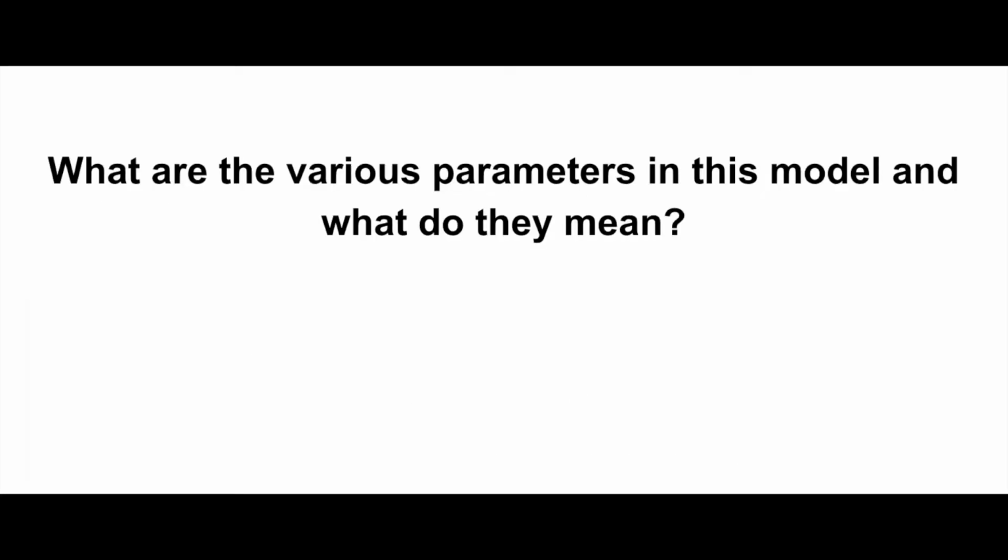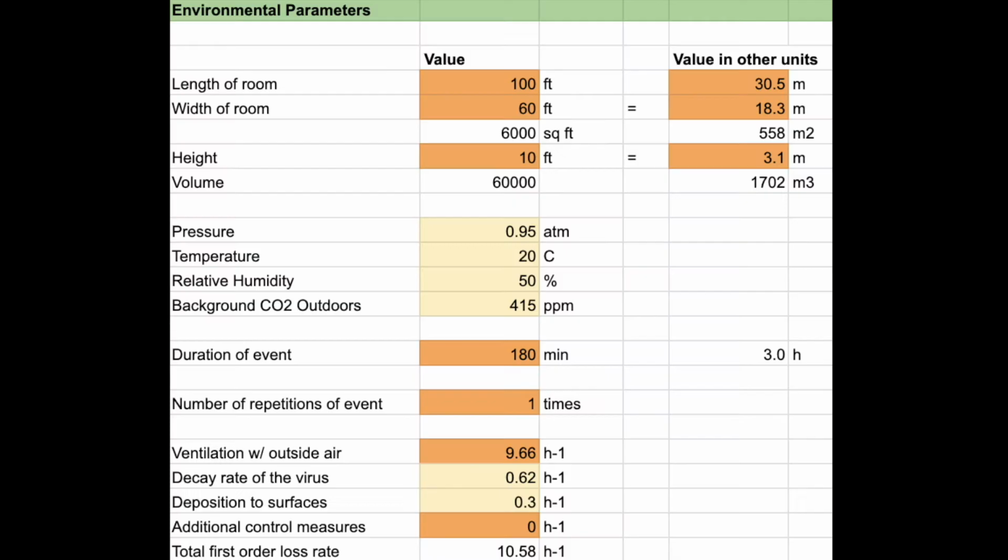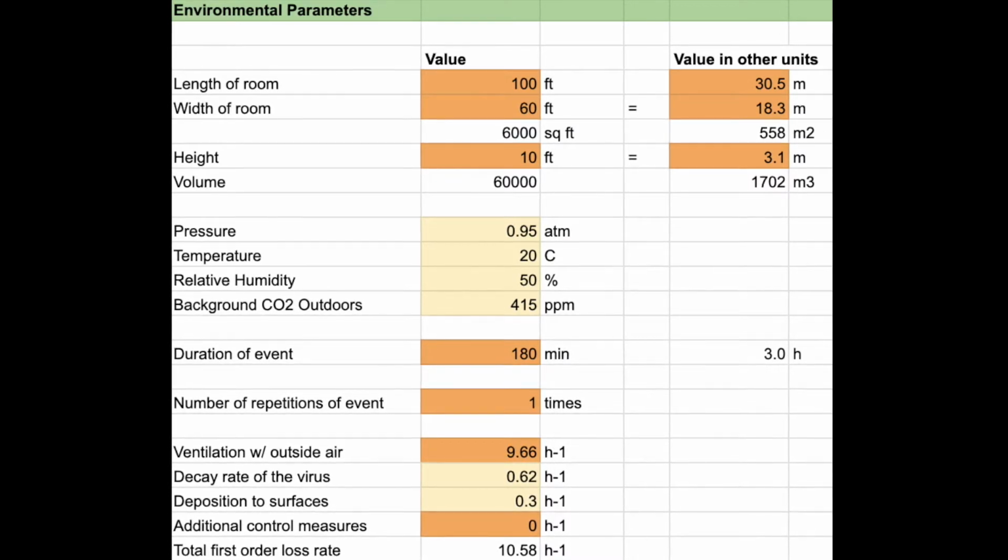When creating our scenarios, we had to consider many different parameters. We chose an indoor place that we were interested in and researched information regarding those places. These parameters were the dictators of how the results came out. Once we chose a scenario and duration of the event, we researched environmental parameters such as the size, pressure, temperature, and humidity of the room.